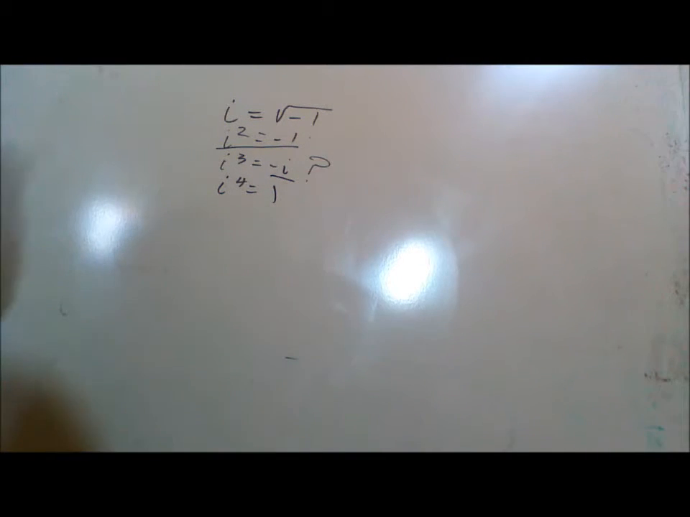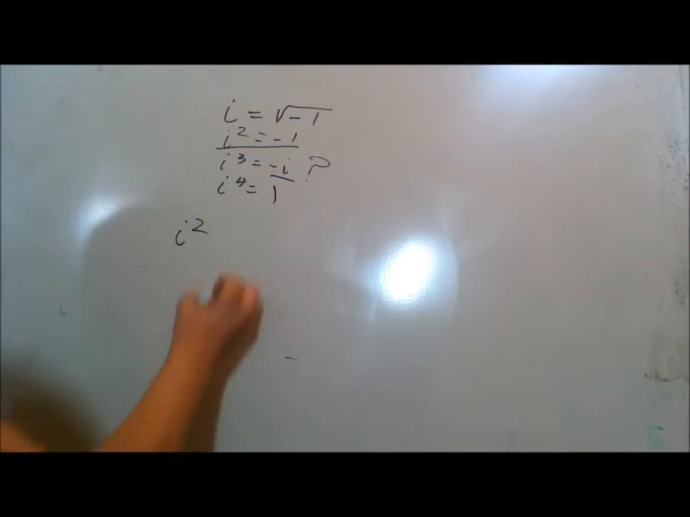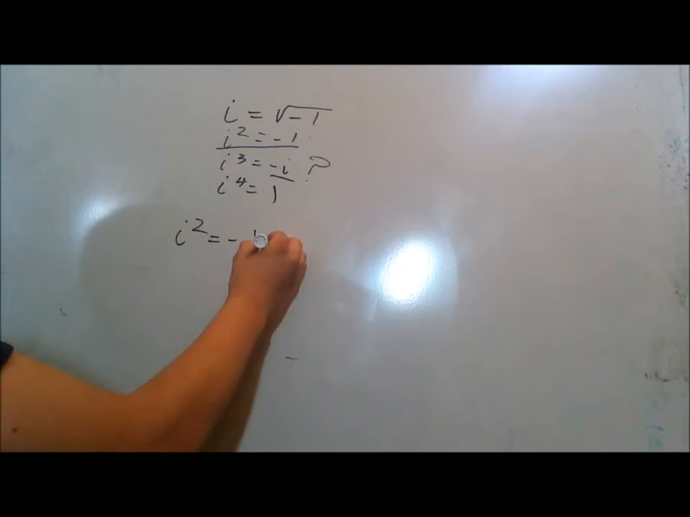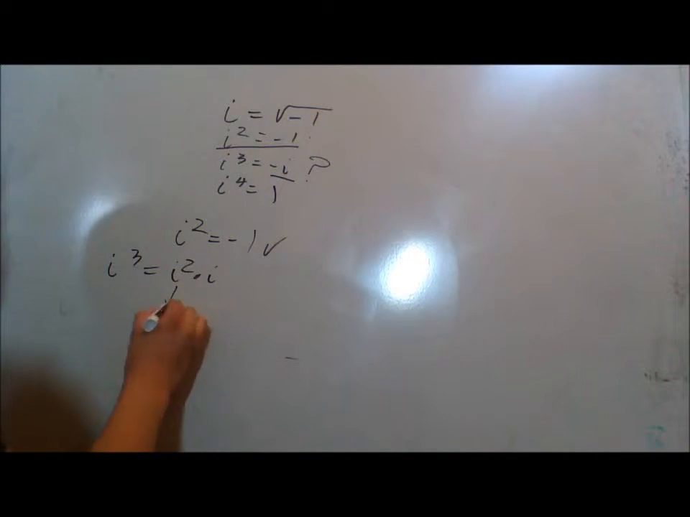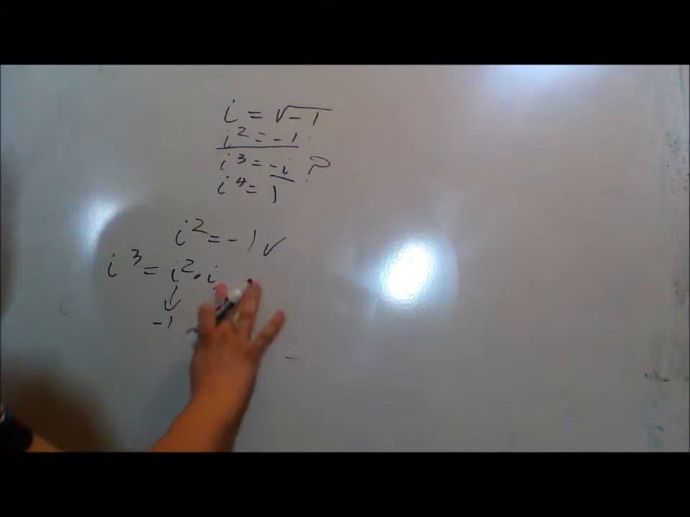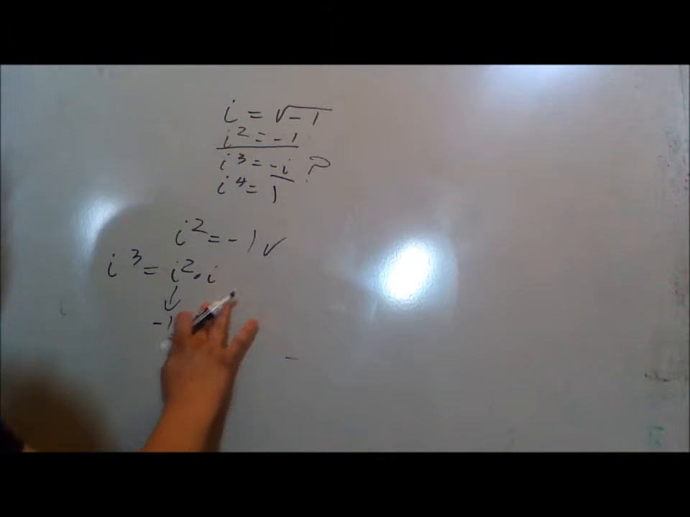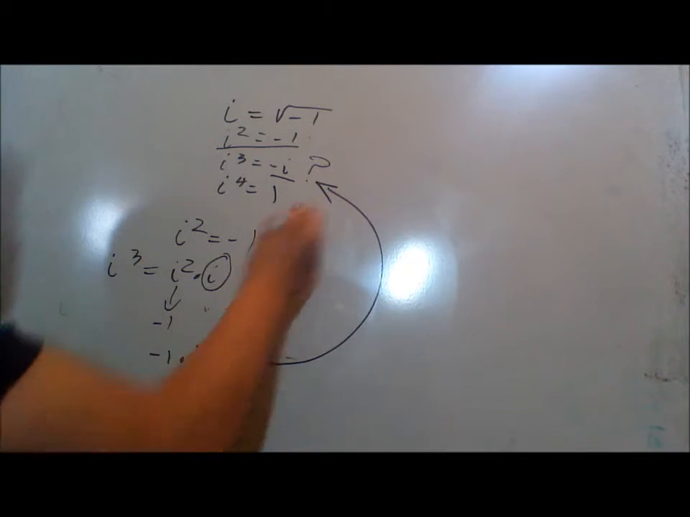Now for i cubed, it's a bit similar, but also different. We can do i squared, which is equivalent to -1, and also i cubed. That would leave us with i, which is equivalent to the square root of -1. But we're going to keep it as i because it doesn't make sense to have i cubed as -1 times the square root of -1. So we have -1 times i, which is equivalent to -i.